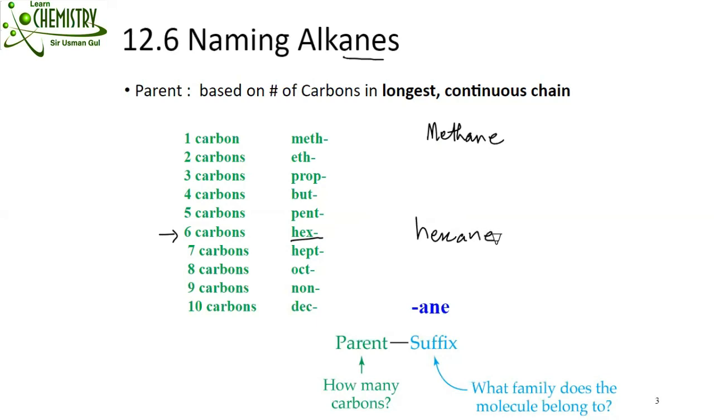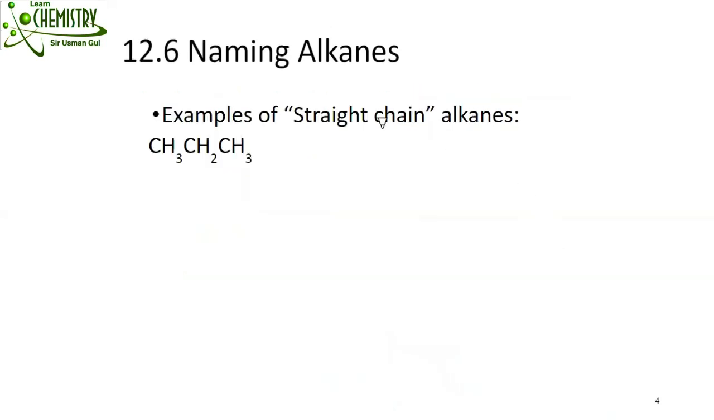Similarly, let's suppose in the longest continuous chain we have six carbons, so the name will become hexane. Right now I'm telling you about the alkanes which are simple chains that do not have any branches.